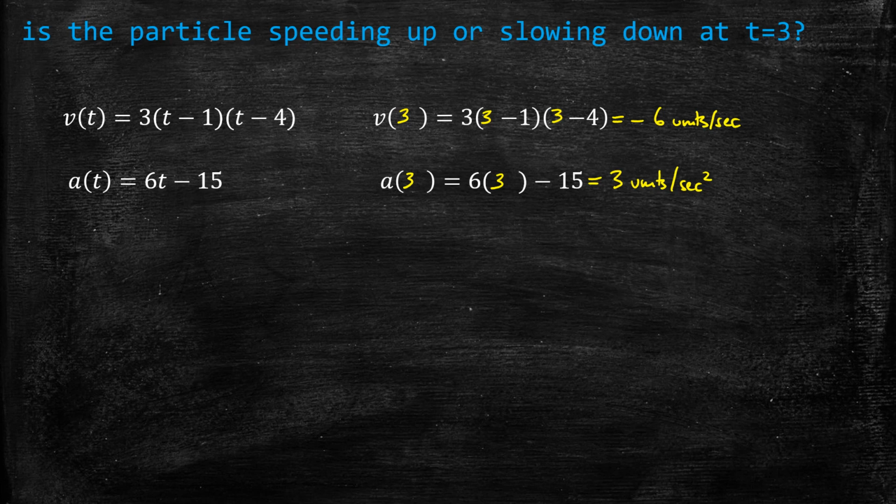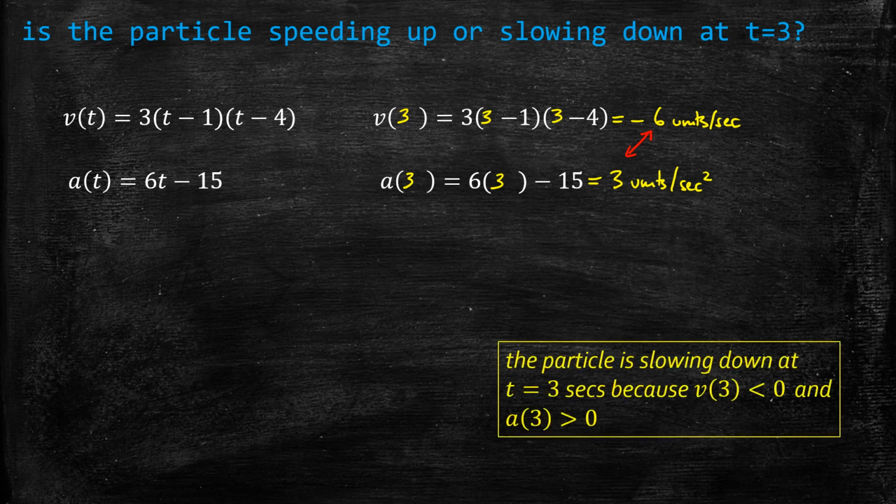And because these are opposites, right? Because the acceleration and velocity are kind of counteracting each other, we know that the particle is slowing down at t equals 3, and there's the justification, because the velocity at 3 is less than 0 and the acceleration at 3 is greater than 0.